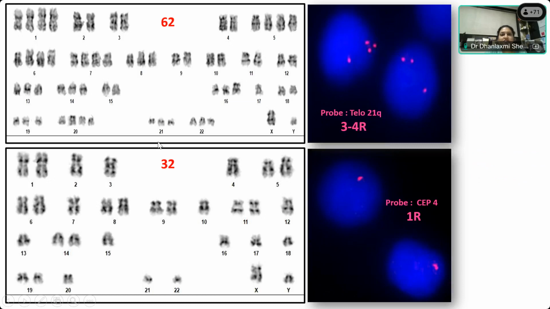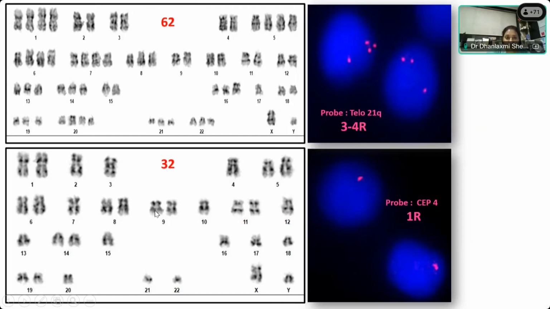Coming to the next, I think I have just 1 or 2 more. I'm very glad that the audience is very enthusiastic and is participating. This is a cumulative image. This is a single case wherein one metaphase or several metaphases show the abnormality where the chromosome number is 62. Similarly, on the right-hand side, this is a probe used for telomere 21, and here you can see 3 to 4 signals, right?